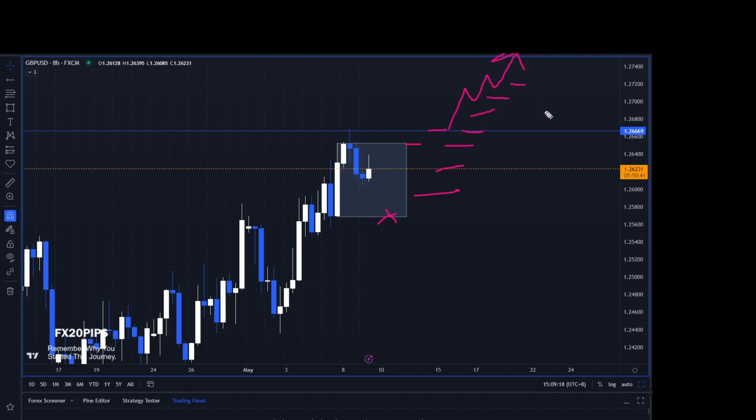And if the price is going your way, why do you close the trade? That's very important. If the price is going your way, why do you close the trade? Have a think about it. Anyway, let me just keep going on.